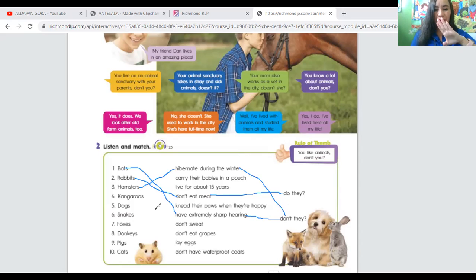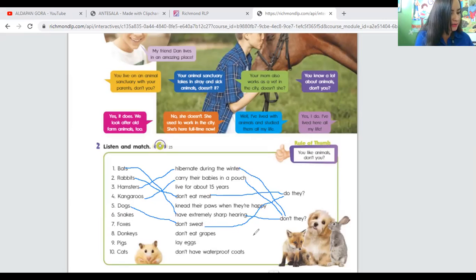What about number 4? Kangaroos. Kangaroos carry their babies in a pouch. The question is, don't they? Dogs. What about dogs? Dogs don't sweat. Do they?